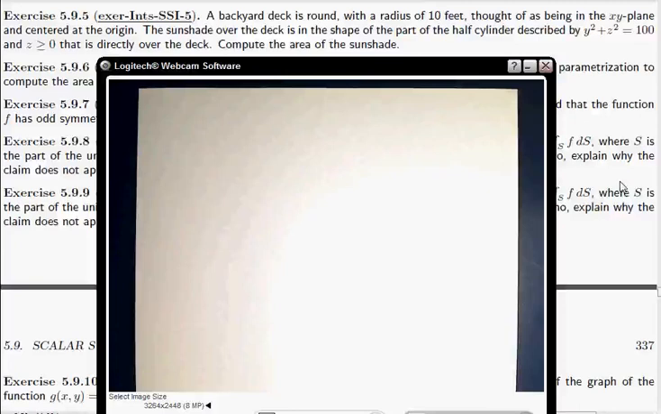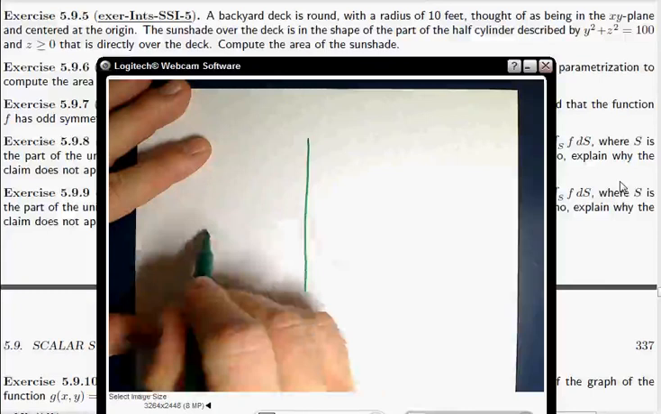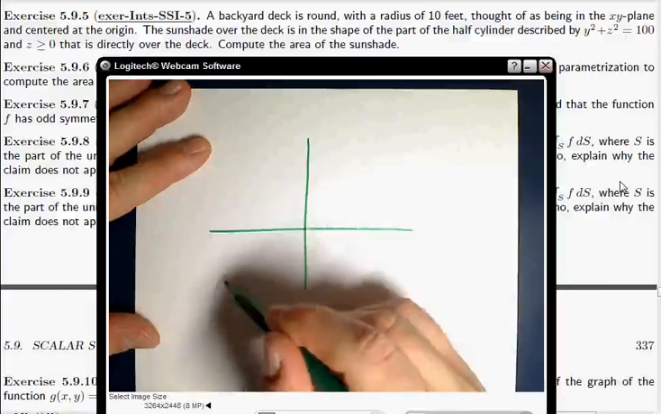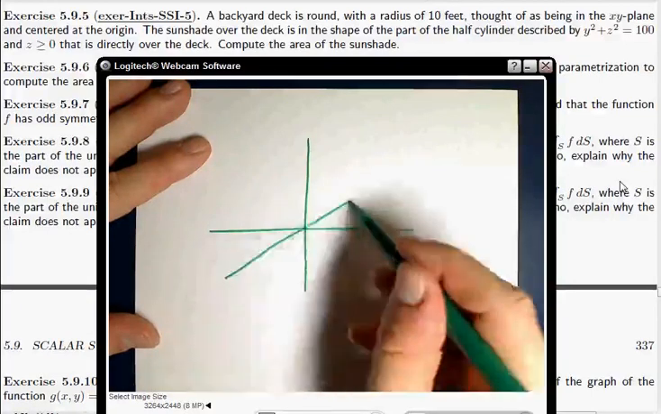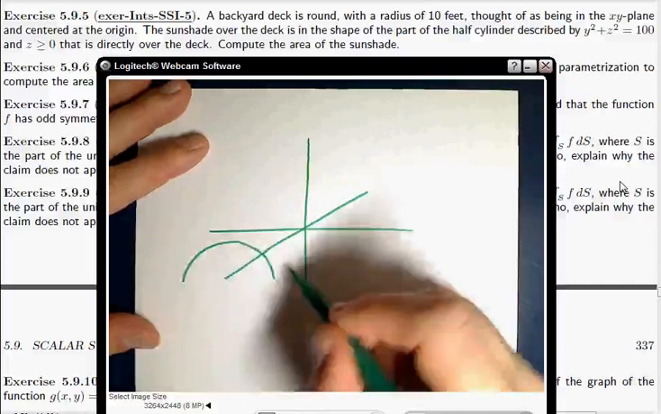All right, so the picture is the hard part on this problem. And first, forget about the deck. Let's just draw what this cylinder looks like. It's a cylinder with its axis the x-axis, radius 10. And so we're just going to draw the half cylinder in question.